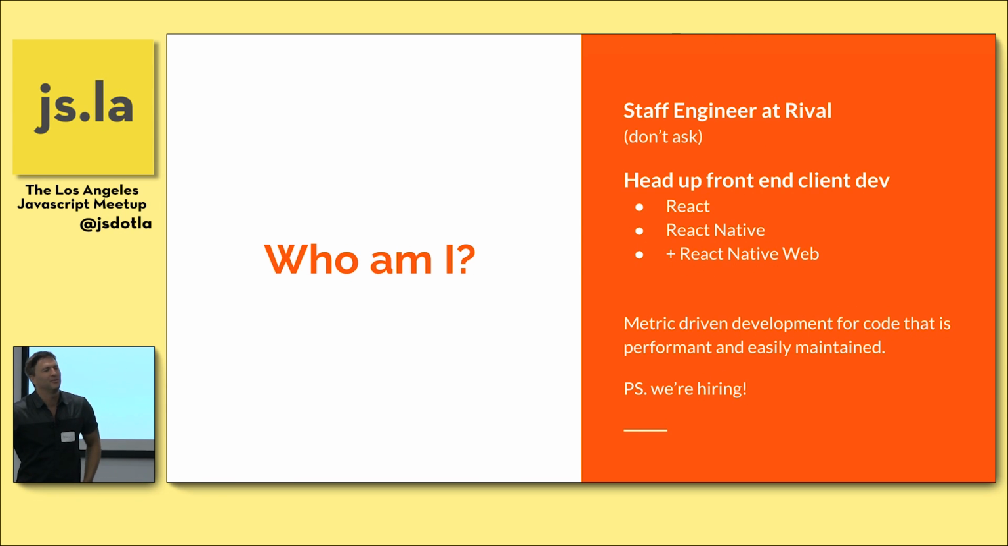I'm a staff engineer with a company called Rival, who you haven't heard of because we're in stealth mode. So don't ask me what we do because I'm not allowed to tell you. It's all very, very exciting stuff, though. Let me assure you. I head up the front-end development team, which is growing. I started out, we were 8 people in the office, and now we're 23 in just 8 months, so growing very rapidly. We're also hiring.